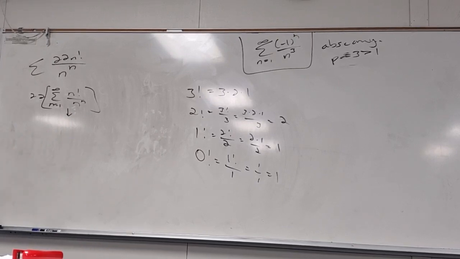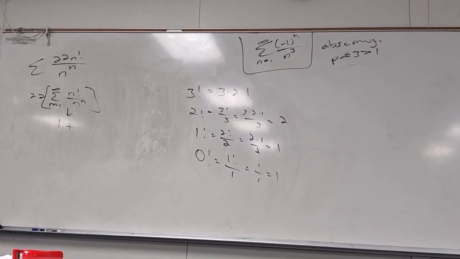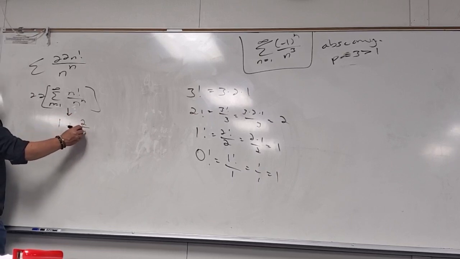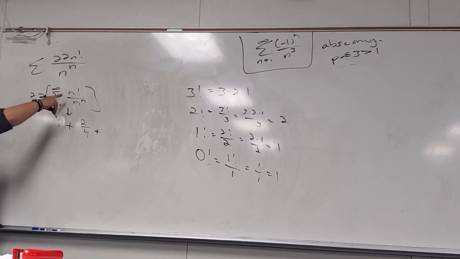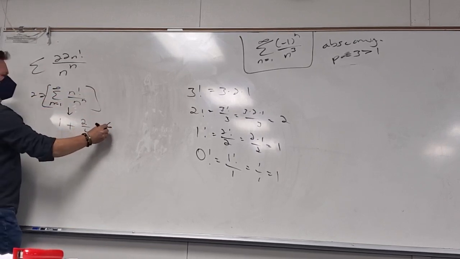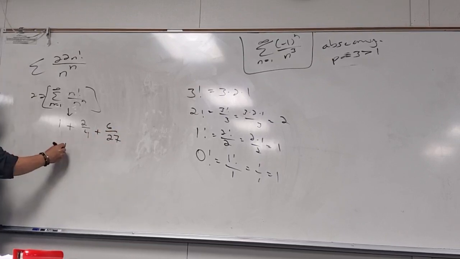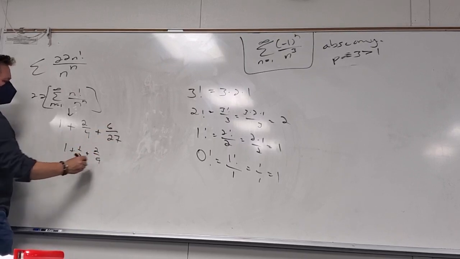When n is 1, what do you get? 1. When n is 2, what do you get? 2 over 4. When n is 3, we get 6 over 27. Right, so this is 1 plus a half plus 2/9.